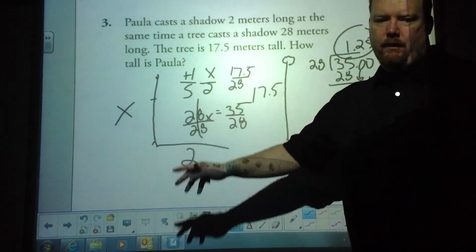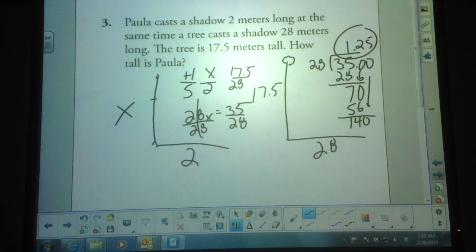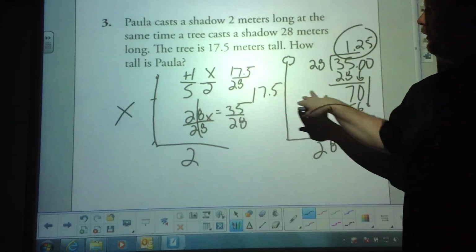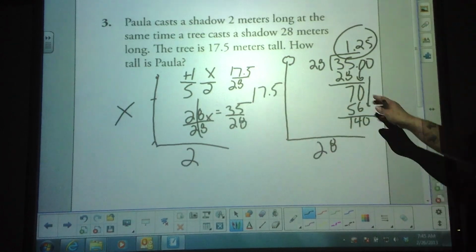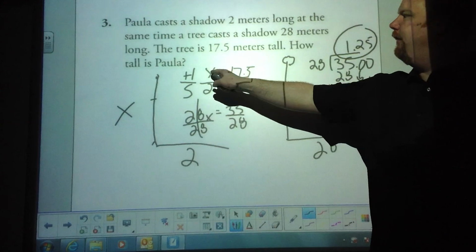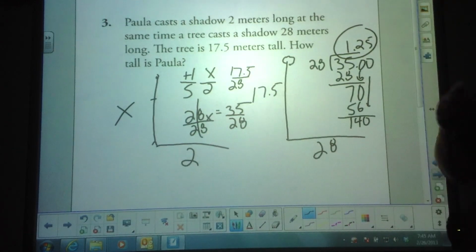Take your time, and I've done it kind of quickly here for the sake of time, but you need to take your time and multiply these guys out. You guys should be able to multiply 17.5 times 2, get 35, and do all this work. I want to see a one-step equation every time you have to solve for x or whatever variable you choose. I want to see that you've come up with a one-step equation.